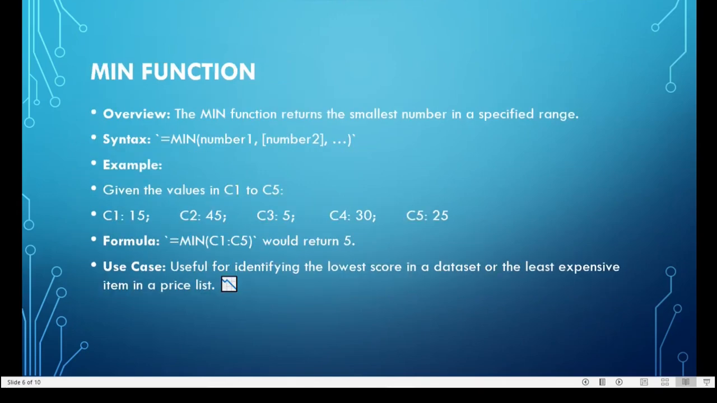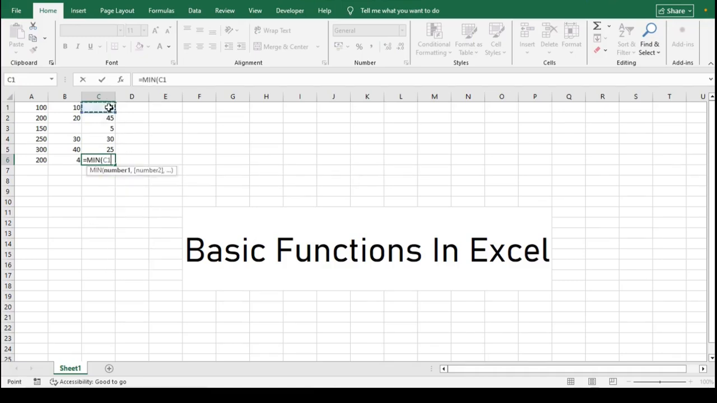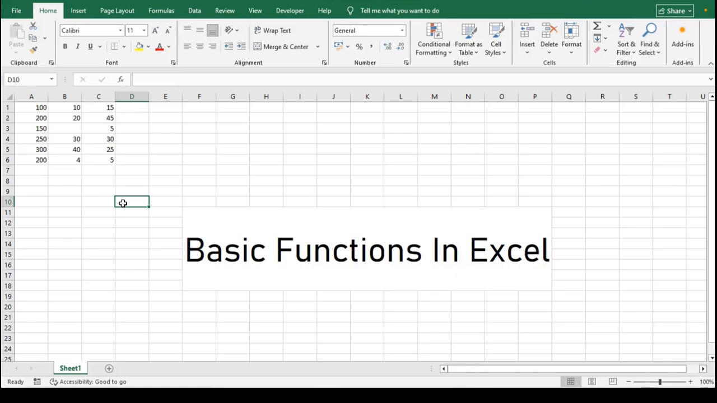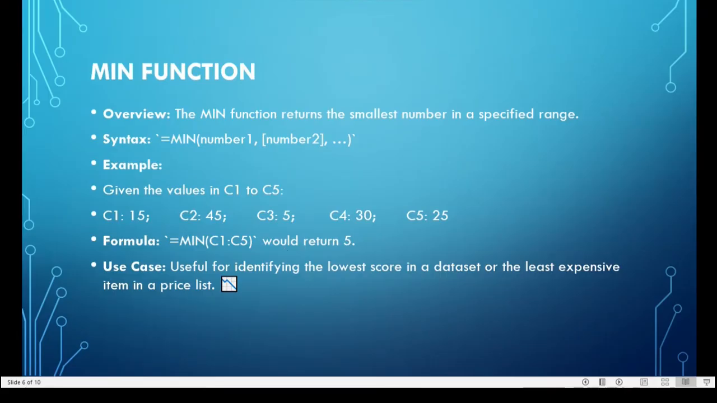The min function. The min function returns the smallest number in a specified range, helping to identify minimum values easily. The syntax for the min function is =MIN followed by number 1 and additional numbers in parentheses. Given the values in C1 to C5, if C1 equals 15, C2 equals 45, C3 equals 5, C4 equals 30, and C5 equals 25, the formula =MIN(C1:C5) would return 5.